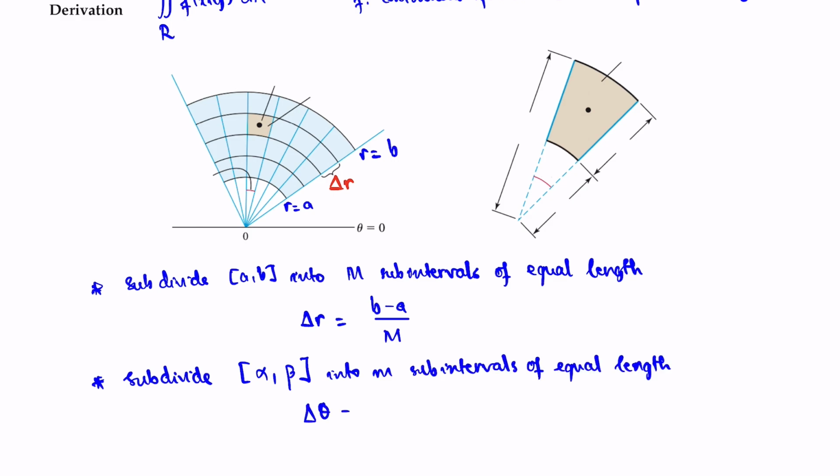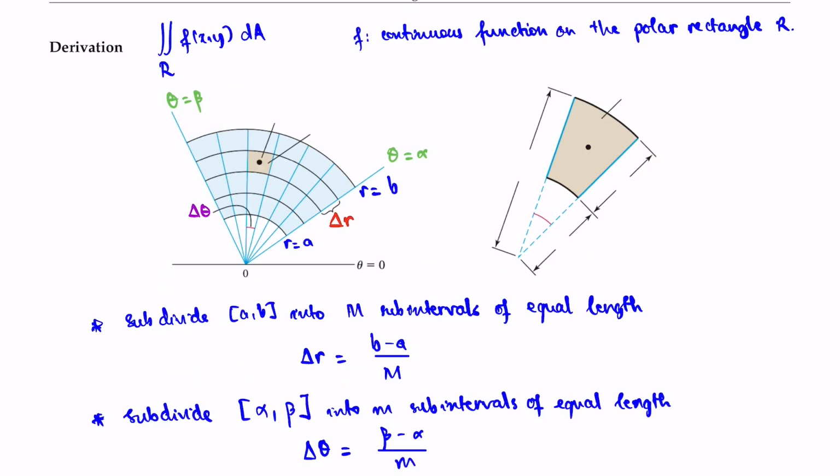For delta theta is equal to (beta minus alpha) divided by little m. So here you can see the rays that divide the regions into smaller thetas. Theta here is running from theta equal to alpha to theta equal to beta. They are subdivided into m subintervals of equal length. The length is going to be delta theta.